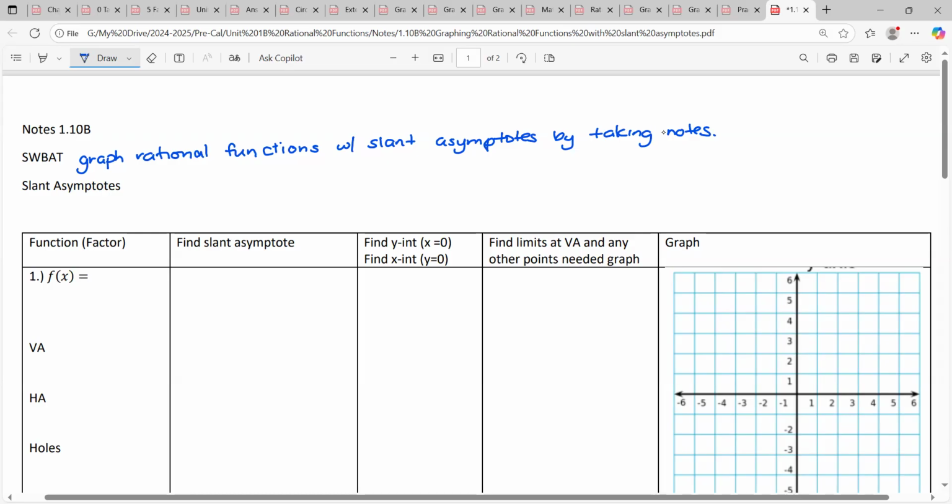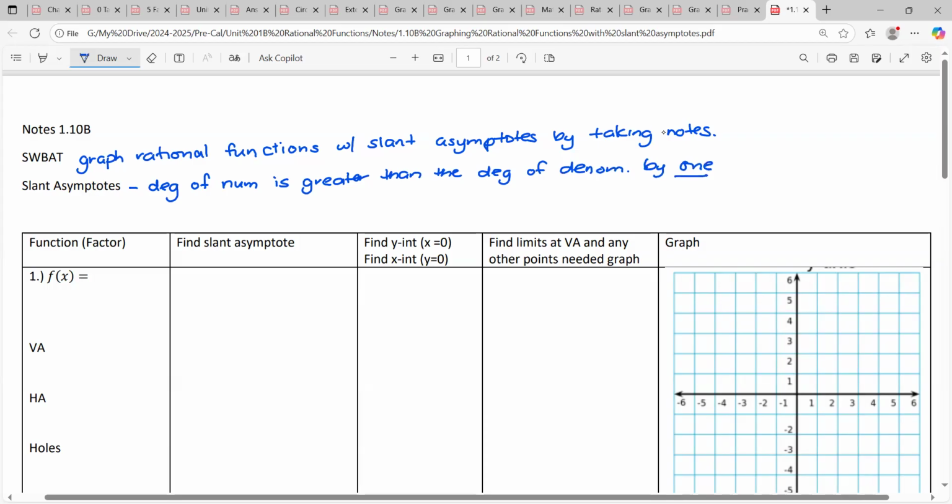So when do we get a slant asymptote? It can only be one. If it's not, then you don't have a slant, right? So this is when you get what? When the degree of numerator is greater than the degree of denominator by 1.